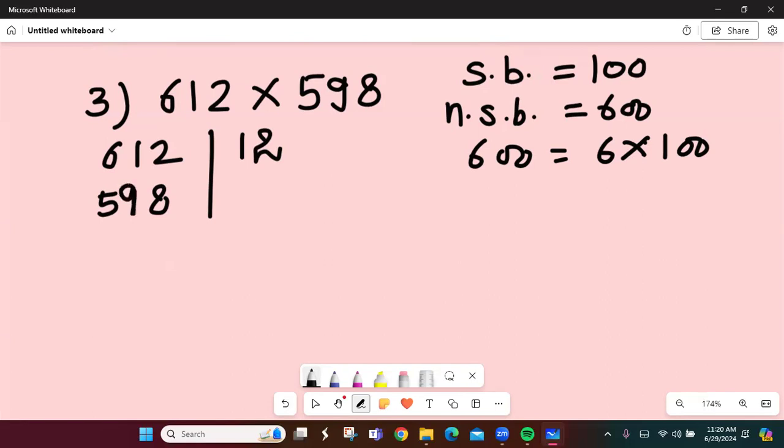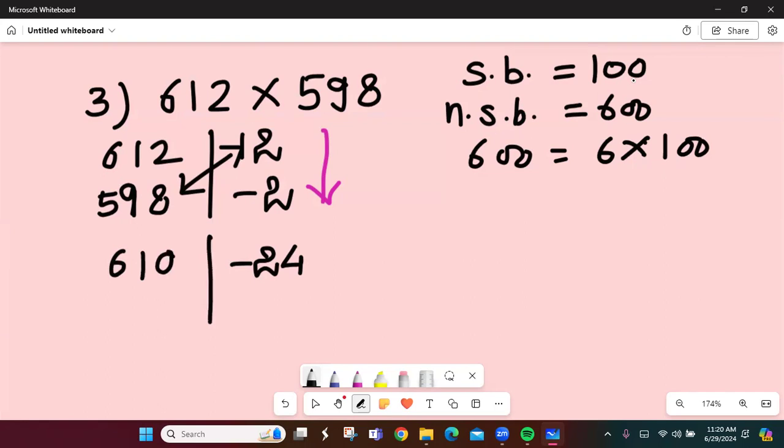598 is 2 less than the non-standard base 600. So here again, take this product 12 into minus 2, that is minus 24. And you can see here, if I cross add 598 with 12 or 612 with minus 2, I'm going to get in both the cases 610.